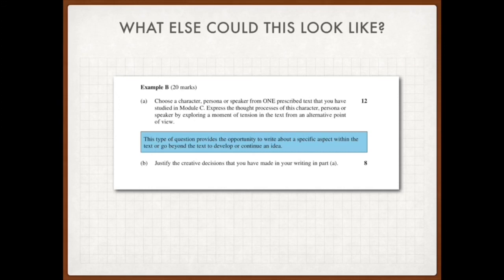Now, the other thing that's different is that in this question we have a part B, which is asking you to justify the creative decisions that you have made in your writing in part A. And so that requires you to respond using a reflective text type where you talk about the decisions that you have made in this writing. You also need to look at the 12-8 mark division and allocate your time effectively, because if you've spent 40 minutes writing your story and then leave yourself 5 minutes for the reflection, you're probably not going to get those full marks.